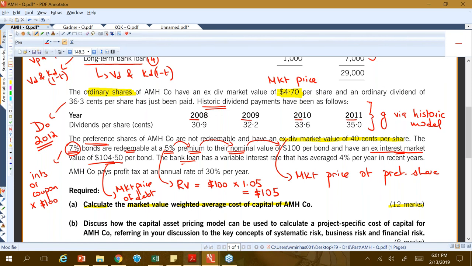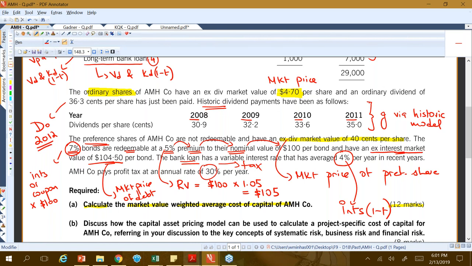The bank loan has a variable interest rate which has averaged 4% per year in recent years. This is the interest of the bank loan. And what I'm going to do is 1 minus the t to find the KD 1 minus the t. Tax is at 30%. So simply tax is at 30%, where we will use it in some of our calculations.